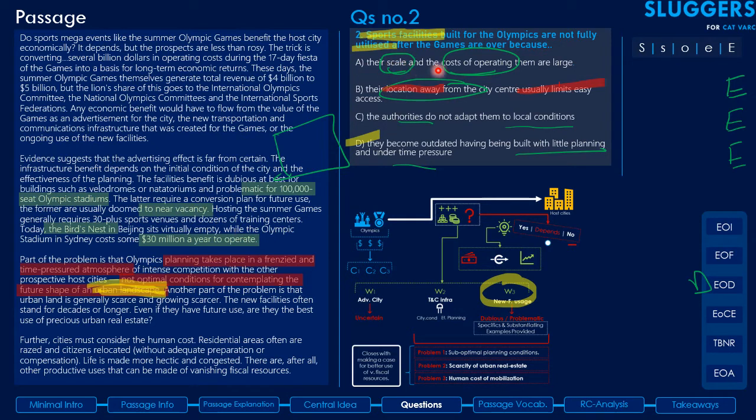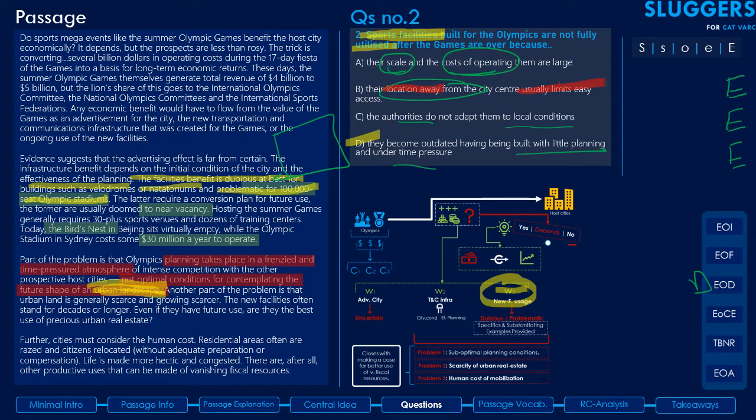Before considering the first option, let's read the point of reference here. Let me get the highlighter. It says the facilities benefit. That means this third benefit, the new facilities benefit, is dubious at best for buildings such as velodromes and natatoriums, and problematic for 1 lakh seat Olympic stadiums, right?